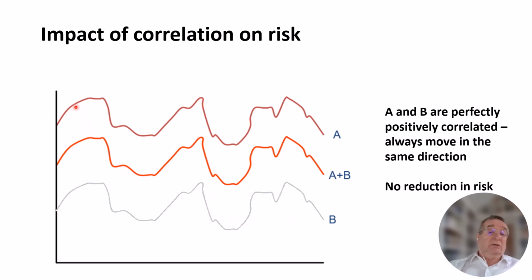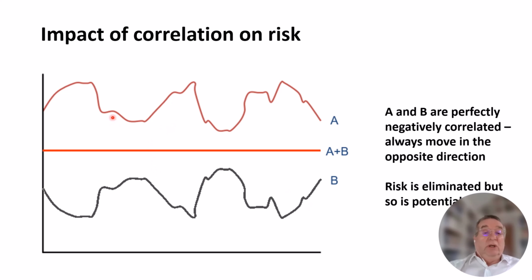Now, it turns out that these two pathways, once we've measured their correlation, are perfectly positively correlated. They always move in the same direction, uniformly. If we were to combine A and B in a portfolio, then because their behavior is identical, they basically move exactly in line with each other, so we would have no reduction in the risk. We'd have no diversification benefit as a result of combining A and B in the portfolio.